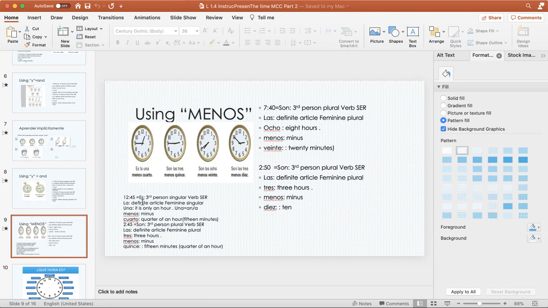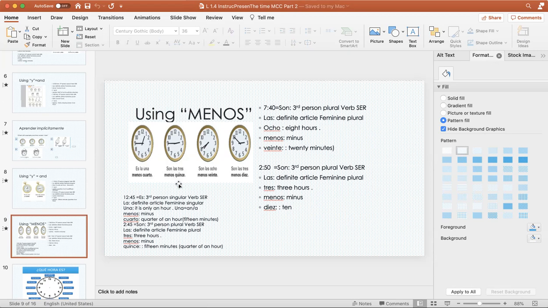So es, because we're reaching the 1 o'clock. La, because it's 1 hour. Una, because that's the time. Es la 1 menos cuarto. So es la 1 menos cuarto, it means it's 1 o'clock minus a quarter, minus 15 minutes, 12:45. Es la 1 menos cuarto. Let's go to the next one.